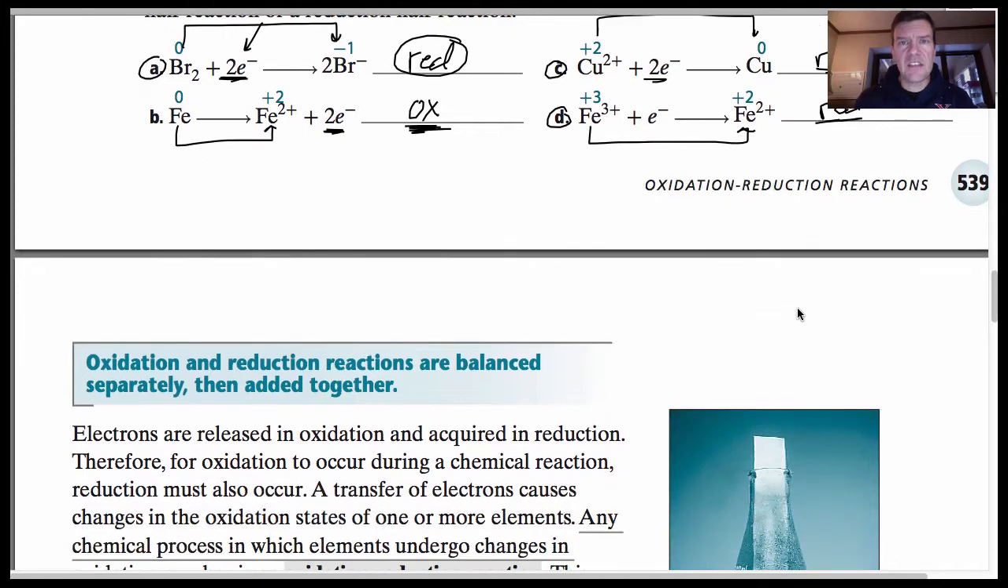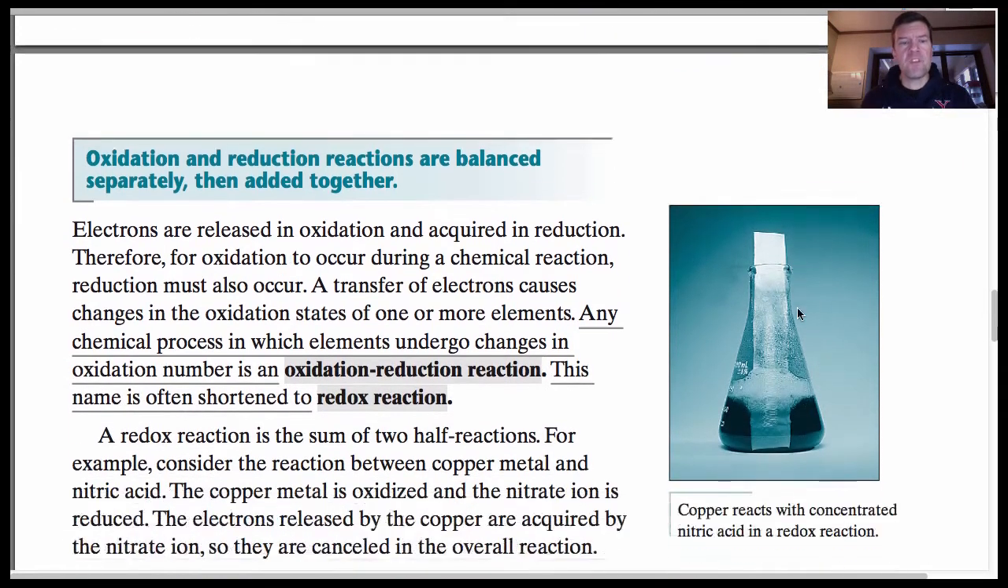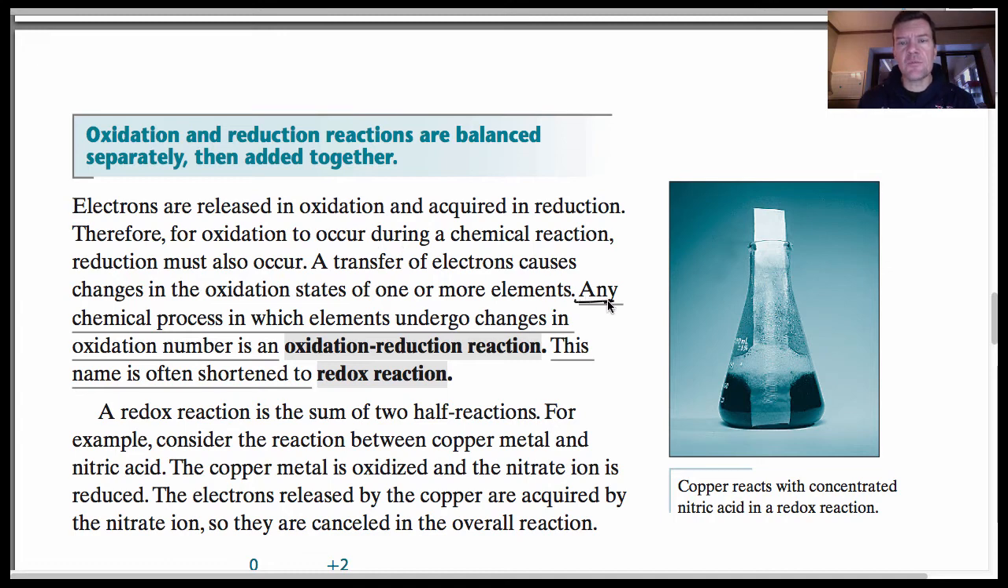As I mentioned, oxidation and reduction reactions always happen together. They can't happen one without the other. Here's a key point, you've got to know this. Any chemical process in which elements undergo changes in oxidation numbers is a redox reaction, an oxidation reduction reaction. So when there's a change in oxidation numbers, we know there's a redox reaction. Why? Because there's been a transfer of electrons.